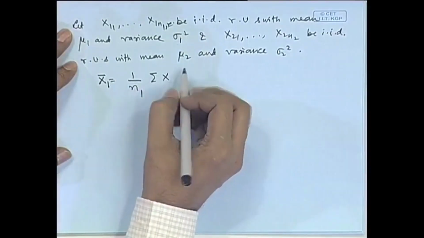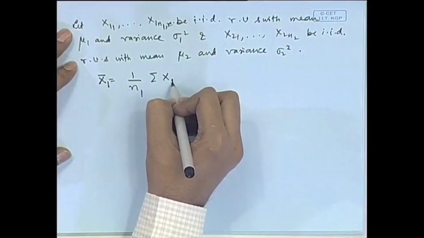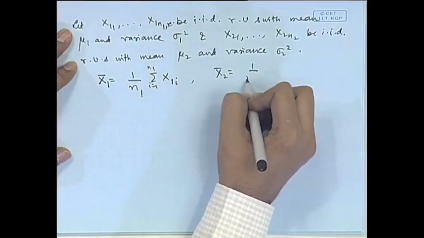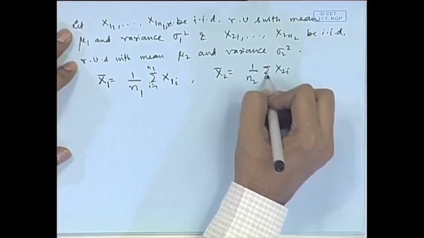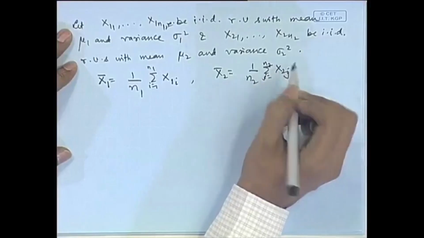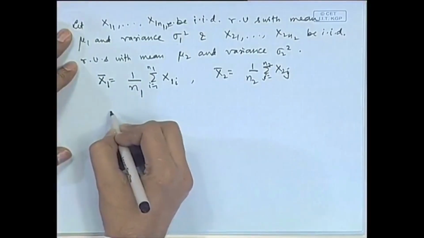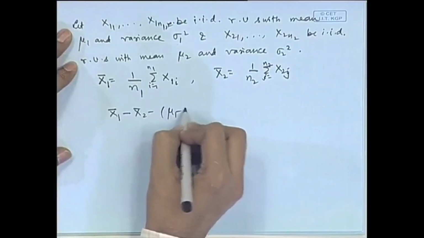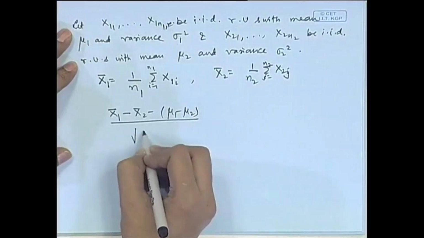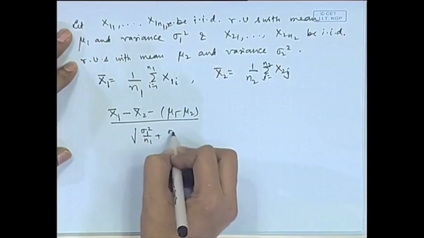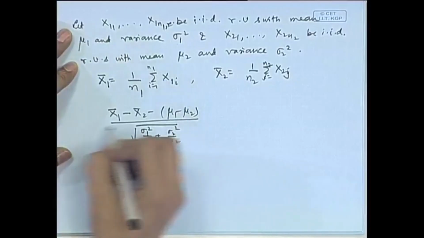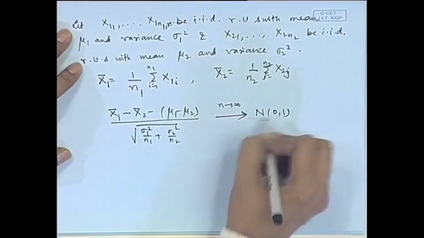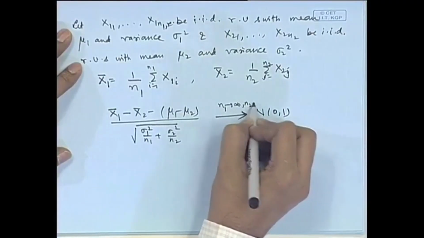Consider the random variable x 1 bar, which is the mean of the first sample, and x 2 bar, the mean of the second sample. Construct the random variable (x 1 bar minus x 2 bar minus (mu 1 minus mu 2)) divided by the square root of (sigma 1 square by n 1 plus sigma 2 square by n 2). Then this converges to a normal 0, 1 as n 1 tends to infinity and n 2 tends to infinity.